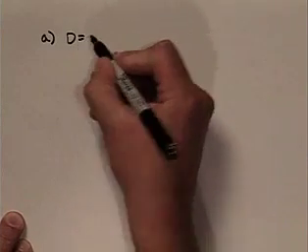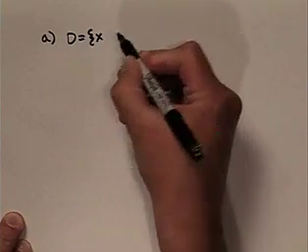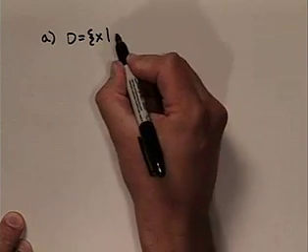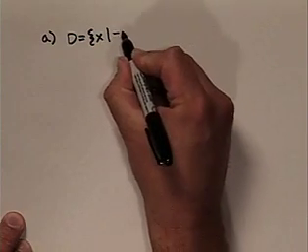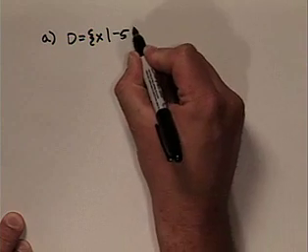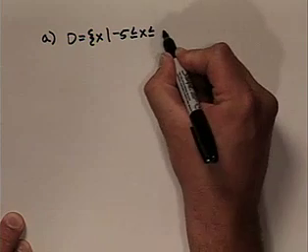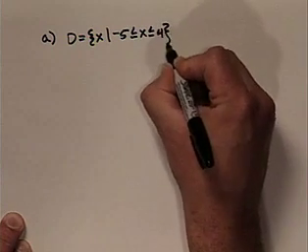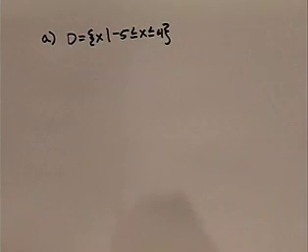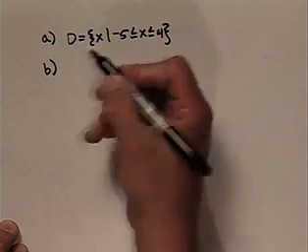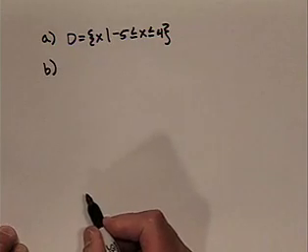D, or domain, equals the set of x values such that x is greater than or equal to -5 and less than or equal to 4. So there's the domain of the function. Now in part B, we're asked to evaluate the function at some different values.